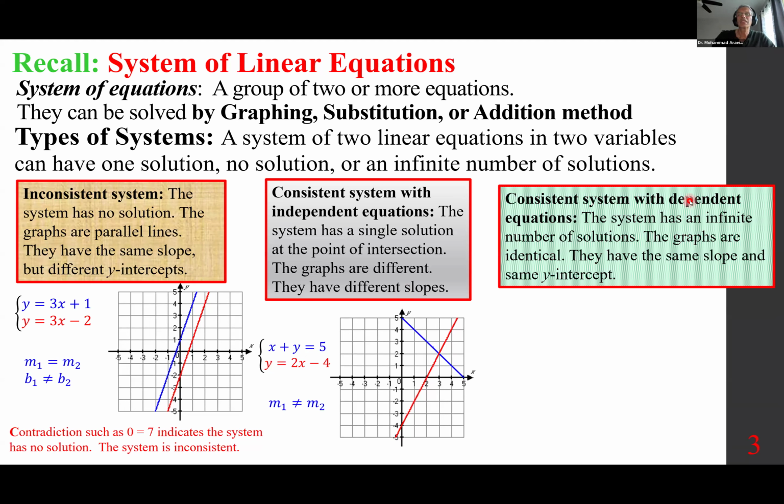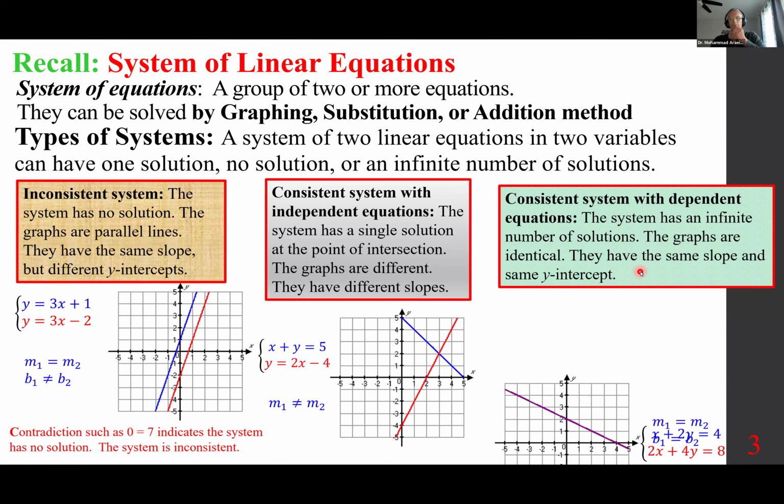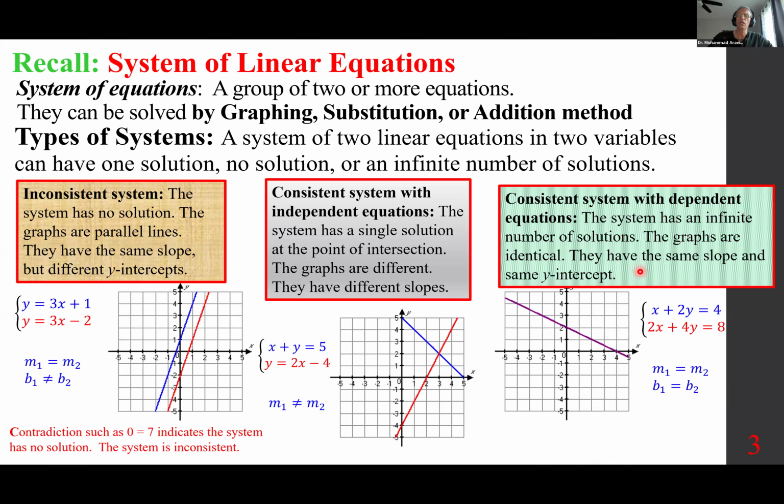Consistent system with dependent equations. The system has an infinite number of solutions. The graphs are identical. They have the same slope and the same y-intercept. In other words, if you solve for y, they result in the same equation. So M1 equals M2, also B1 equals B2. An identity such as 0 equals 0 indicates the system has an infinite number of solutions. The equations are dependent in this case.